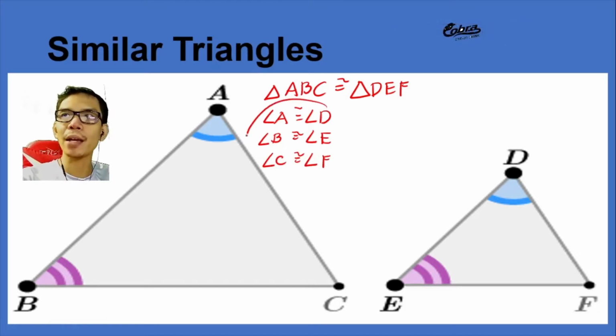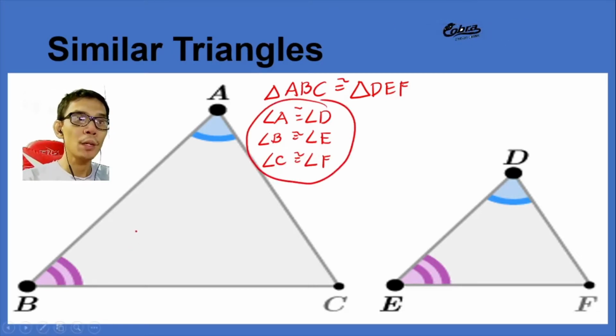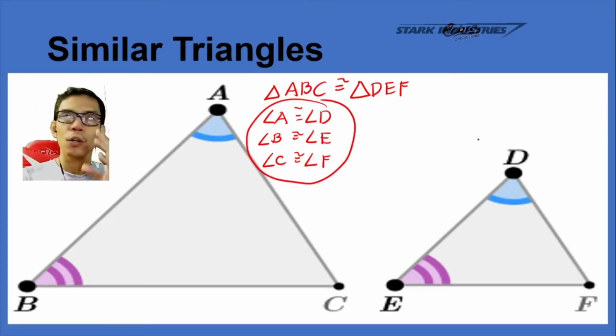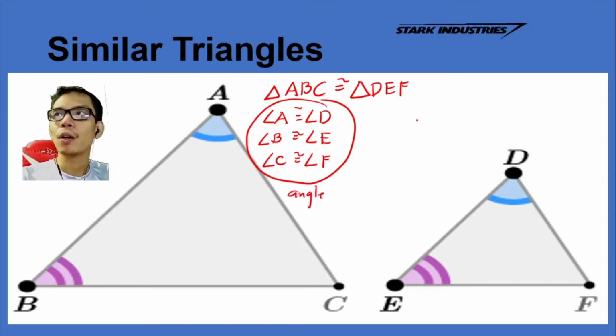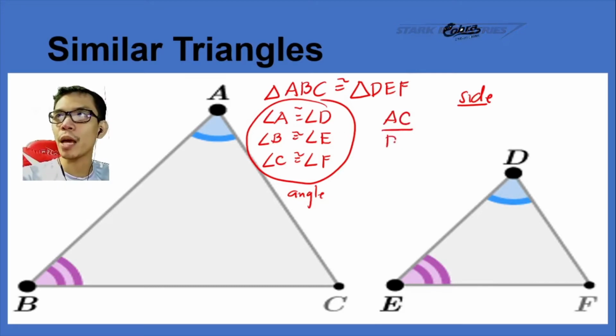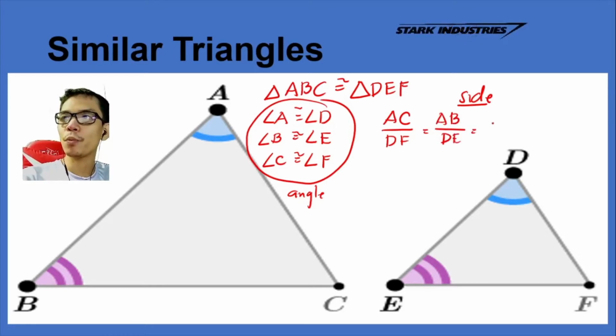So therefore, all three angles found in these triangles are equal to each other. And also with their corresponding sides. We have side AC is similar to side DF, and also side AB is similar to side DE, also side BC is similar to side EF. Okay, so there you go.